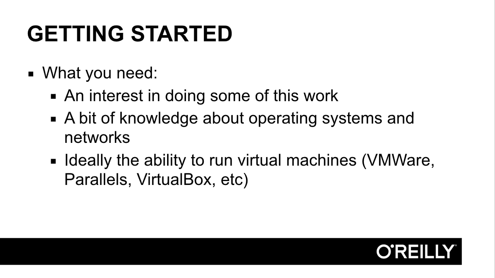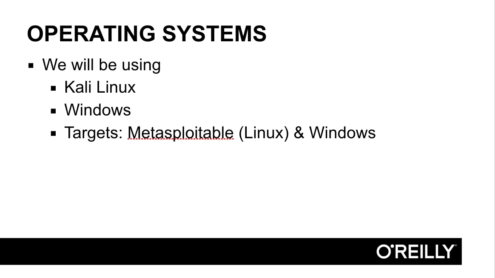so that you can install operating systems so that you've got both attack systems and you've got target systems to work with. So the operating systems that we're going to be using: Kali Linux, we'll be using Windows, and then for targets, I've got a copy of Metasploitable, which is available for free if you just do a search for Metasploitable. You'll see a couple of different versions. I'm using version 2. You can use either version 2 or 3, it doesn't really much matter. And I'm using Windows as well.